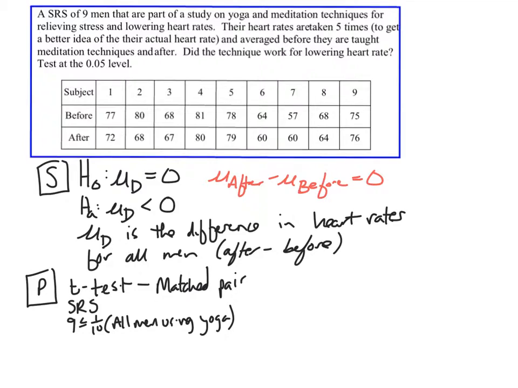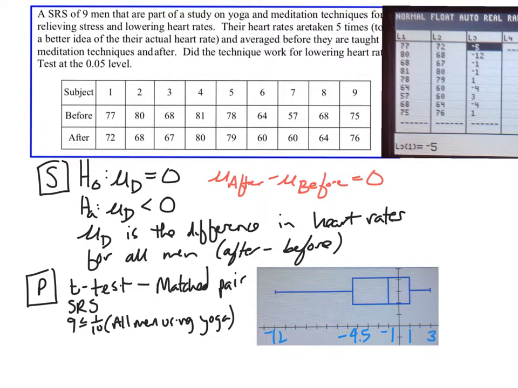Now, 9 is a very small sample size, so of course we are going to need to do a graphical check. Now, the graphical check we're going to need to do is not on the individual before and after, rather it's on the difference. Okay, so let me bring that in here. Alright, so let me show you what I've just put in here. Up here, I have put in the before, after, and I did after minus before as I wrote here, and I got a lot of negative numbers, which makes sense. We're trying to lower the heart rate. So then I did a plot on my calculator of that.